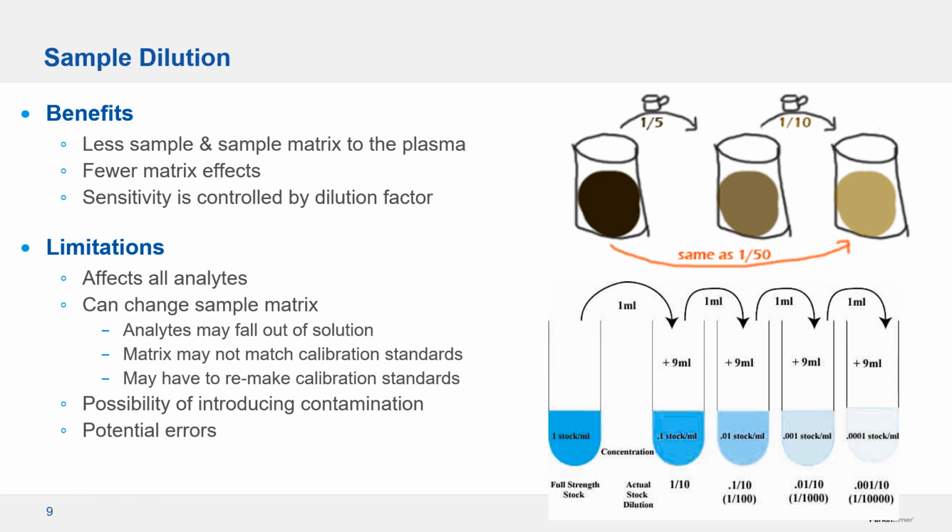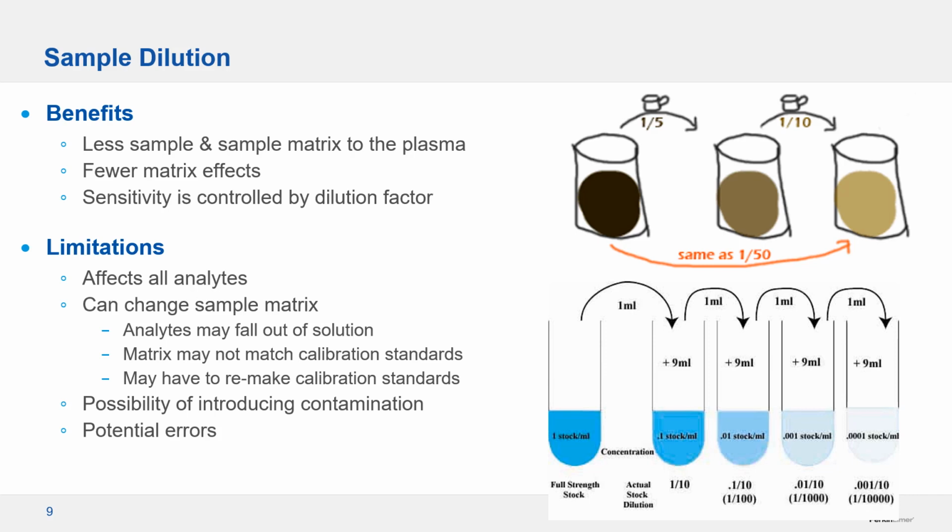Unfortunately, with dilution, there are also limitations. The main one being that all analytes are affected. So consider, for example, a sample which has a very high level of some analytes and a very low level of others, and both need to be read in the same sample. If we dilute the sample so that the high level analytes fall on the linear part of the calibration curve, we may lose sensitivity and not be able to measure the low level analytes.